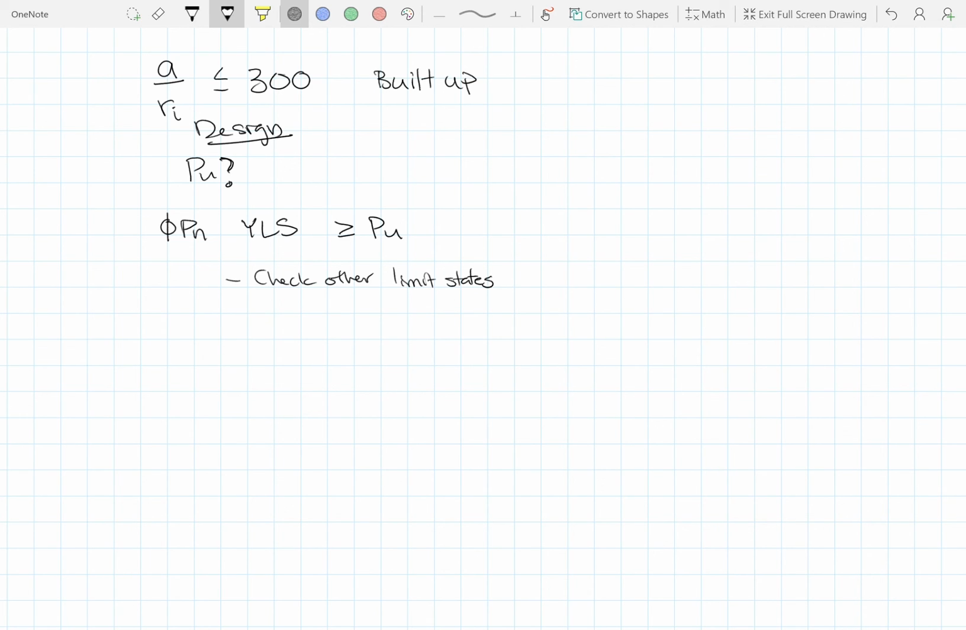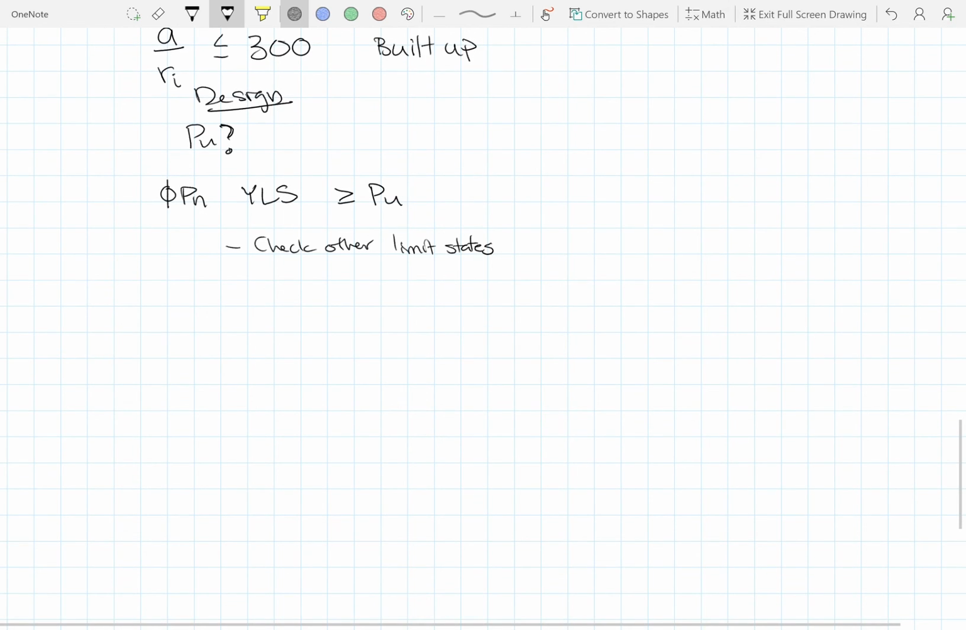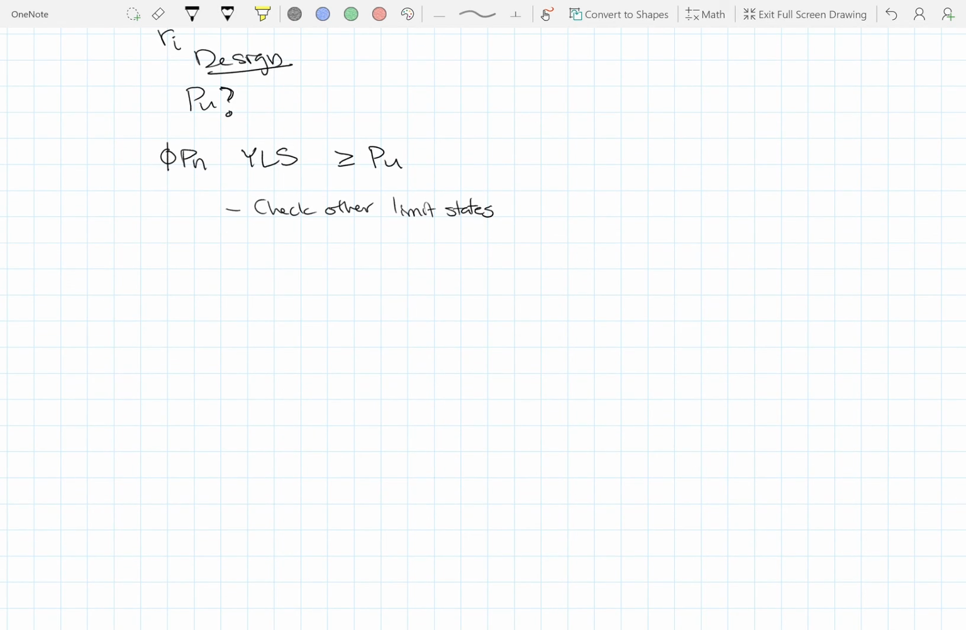You could also calculate your required net area, your required effective area. In my opinion, that's a little bit more tricky, but you can do that too. It works just fine. There's multiple approaches to design. In the end, you just need to make sure that your shape satisfies all of the limit states.